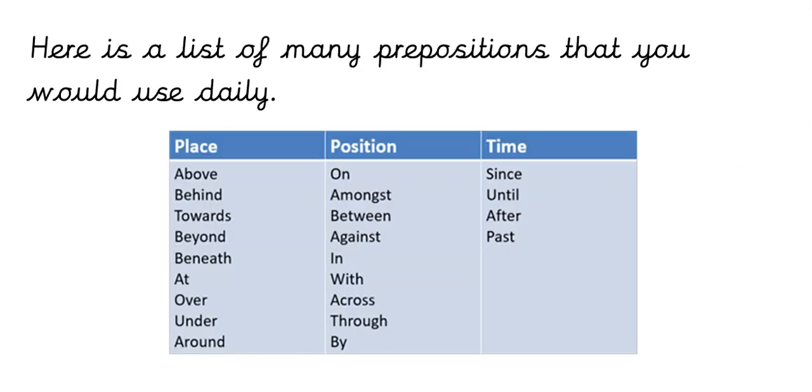Here is a list of the many prepositions that you would use daily. They are prepositions of place, position and time. In place we've got above, behind, towards, beyond, beneath, at, over, under, around. For position we've got on, amongst, between, against, in, with, across, through, by. And time we've got since, until, after, past. Have a look at those for a few moments. You will be needing them later on in this video.